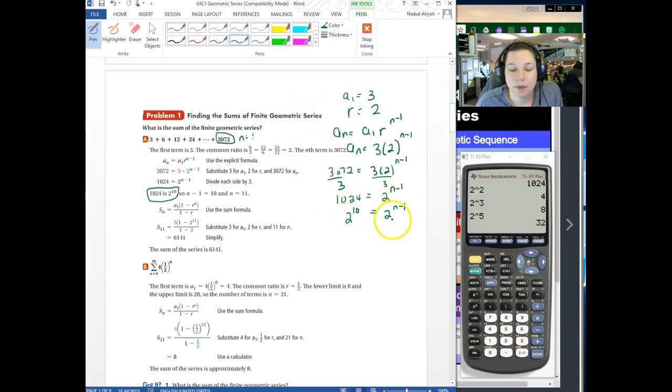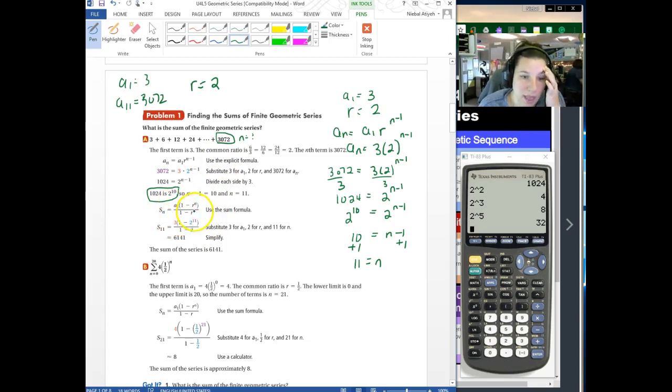So if 2 to the 10 equals 2 to the n minus 1, then 10 equals n minus 1, and you add 1 to both sides. So this means n is 11. So A1 is 3, A11 is 3072, our R is 2. And now we have all of the pieces that we need to substitute into the formula. So you need a sub 1, which was 3, and then our sum of the 11th term, 11 is what gets substituted in for n, and they simplify that down to get our formula.